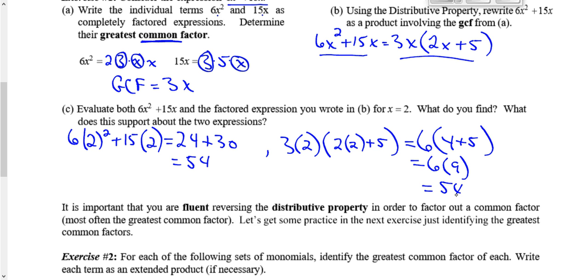So if we factor correctly, they will be equivalent. And that is why we use equal signs, right? Just looking at some of your homework when it comes in, it doesn't look like the work that I show you here, right? You don't have the equal signs.